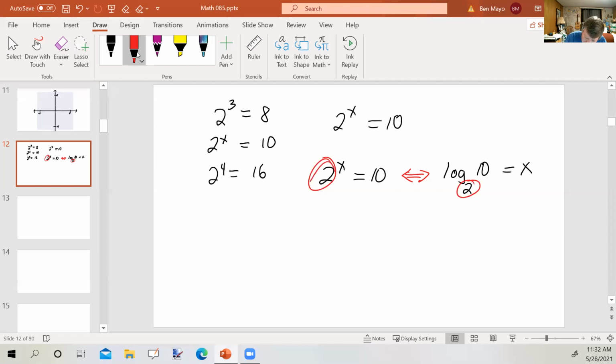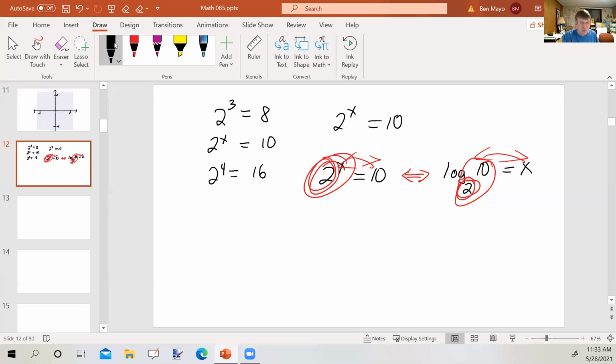So looking at this, the base stays the same, but here the 10 and the x trade places. But be careful, this is 2 to the x power. This is not 2 to the 10th power. They're connected, but it's not connected as 2 to the 10th power. It's log base 2 of 10. But anyway, the bases stay the same and the players, the other 2 numbers, change places. That's just a little thing that I use to remember that.